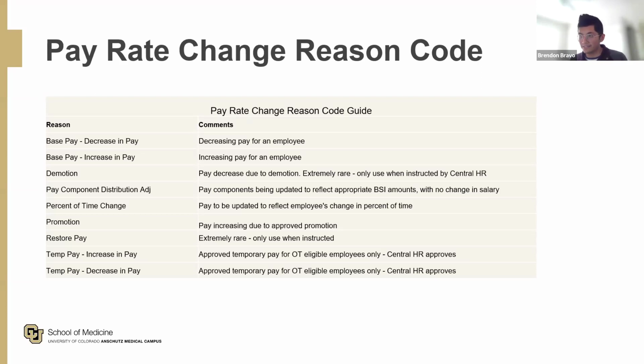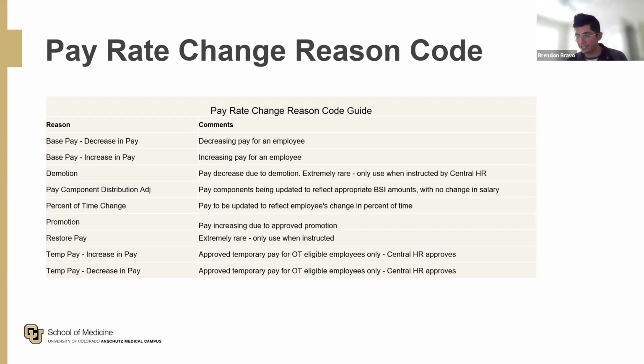Next, we have pay component distribution adjustment. That one is if we need to fix BSI amounts. Sometimes we'll see that with someone that is moving to like assistant professor and their pay components need to be adjusted. We usually use it a lot during the HCM or mid-year table uploads when something was missed on the uploads. If we're having to add in or adjust some of the pay, we'll use pay component distribution adjustment.